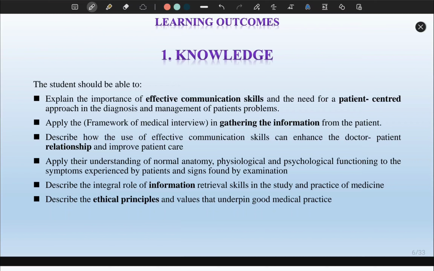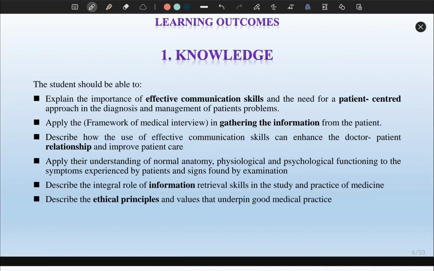To do it effectively, you should know how to apply this basic information in different situations, whether the patient has a simple condition or you want to break bad news to the patient and so on.